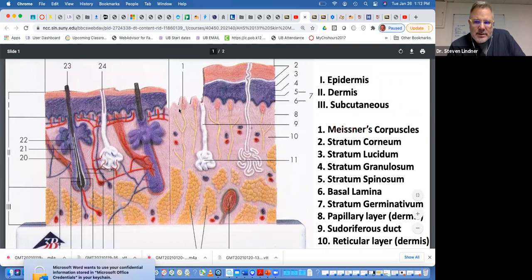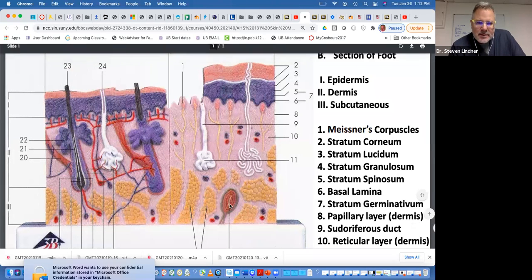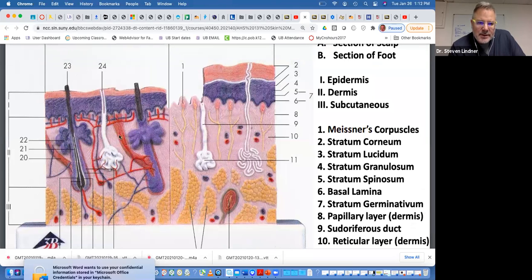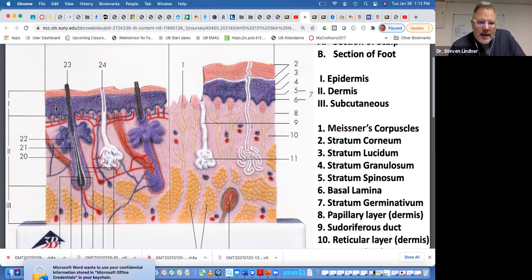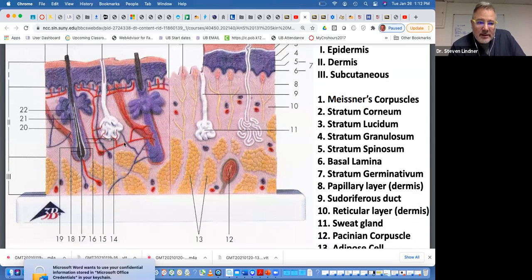These are Meissner's corpuscles. These are Pacinian corpuscles. These are just free nerve endings. But either way, they're all sensory. These are all part of the nervous system. So this is nerve tissue. This is muscle tissue. Epithelium is up here. This is epithelial tissue. You'll understand that by next week. And then connective tissue, blood is connective tissue, and fat is connective tissue. Okay.